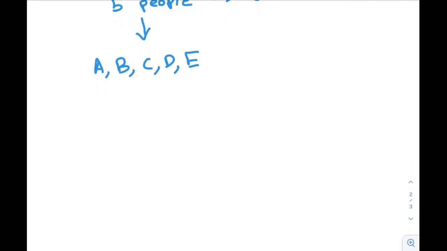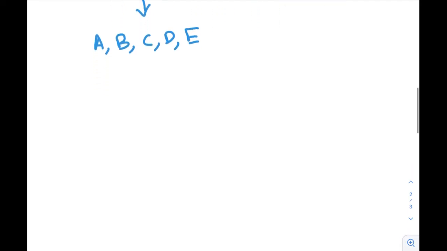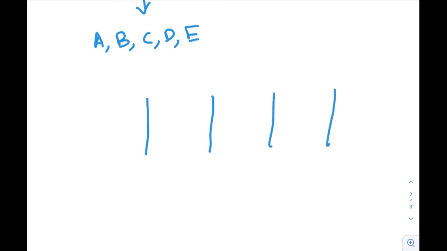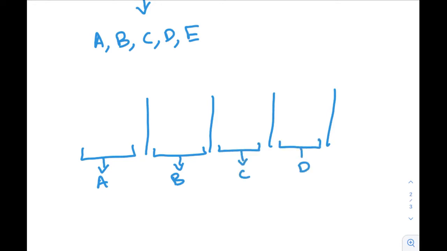So the way you do this is you say the 5 people can be represented by 4 barriers. So let's say the barriers are like this. And then basically whatever's on this side of the barrier goes to A. Whatever's in here goes to B. Whatever goes in here is to C. In here is to D. And here goes to E.